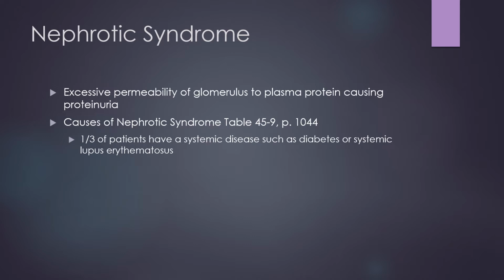For nephrotic syndrome, a third of the patients are going to have an autoimmune disease such as systemic lupus erythematosus, or they have diabetes. There is a list of other causes, but the main cause of nephrotic syndrome is going to be uncontrolled diabetes and SLE or lupus.